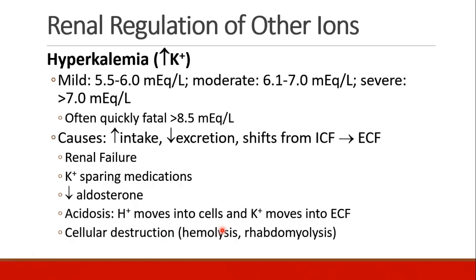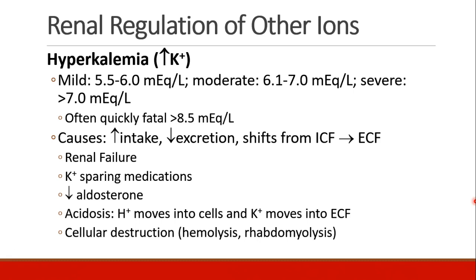Now let's talk about some disorders of potassium. First, hyperkalemia, which starts at a serum level of about 5.5 milliequivalents per liter. And up to about 6, we would call it mild, and the 6 to 7 range is moderate, and above 7 is severe. Hyperkalemia can be fatal, especially above levels of about 8.5 milliequivalents per liter. Hyperkalemia can be caused by increased potassium intake or decreased excretion, or shifting of potassium from that large repository in the intracellular fluid out to the extracellular fluid.